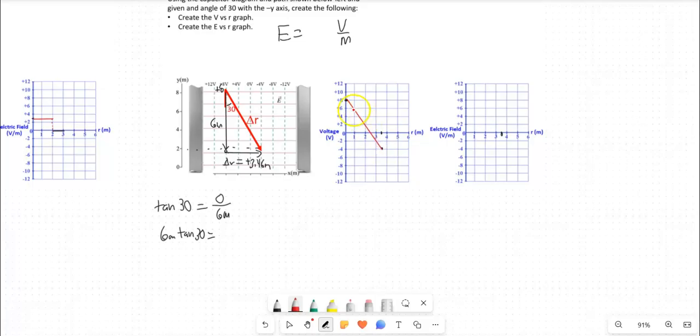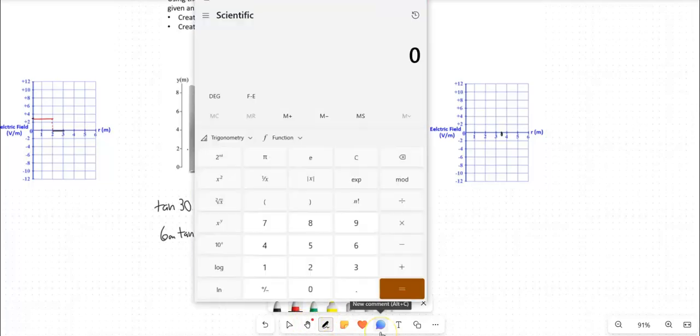Across that 3.46 meters. So it's dropping by 2, 4, 6. So the change in V is going to be negative 6 volts over the change in X, which is 3.46 meters. That's so weird. Okay, so let's calculate this.